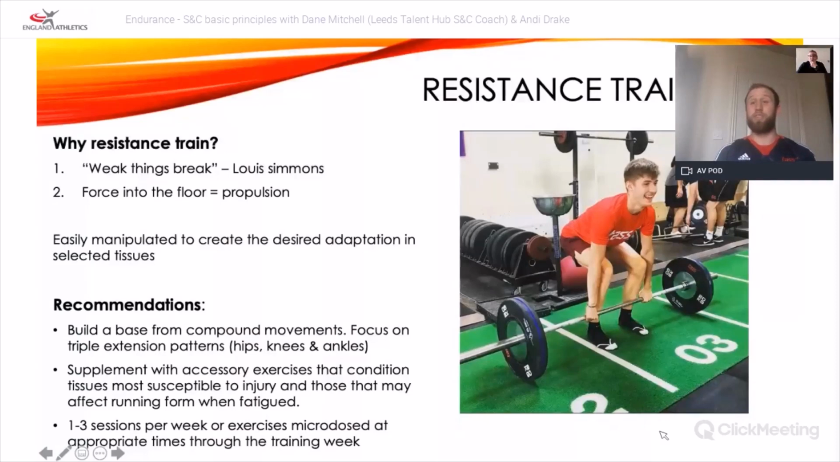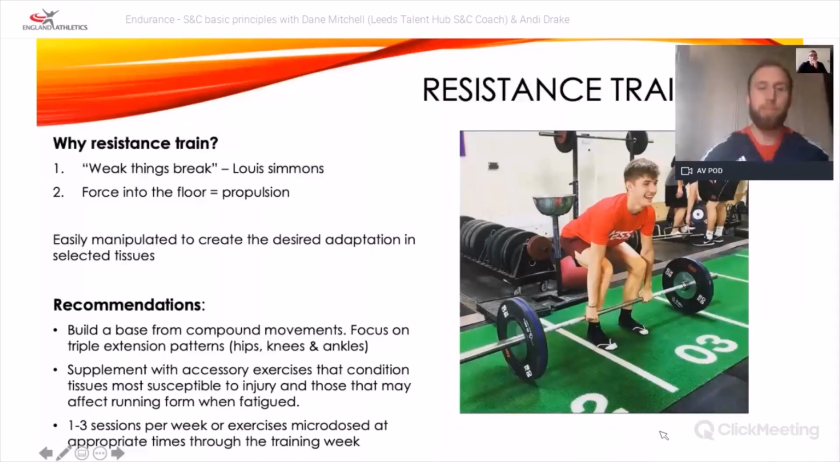So my recommendations for resistance training is build a base through compound movements, and by that I mean multi-joint exercises. So they're, as the Americans say, the best bang for your buck exercises, because they have many benefits. And the multi-joint exercises that I suggest are things that involve a triple extension pattern of the hips, knees, and ankles. Okay, as we see in running, as we see in jumping. Okay, so once you've got that in your program, we'll then supplement with some accessory exercises.